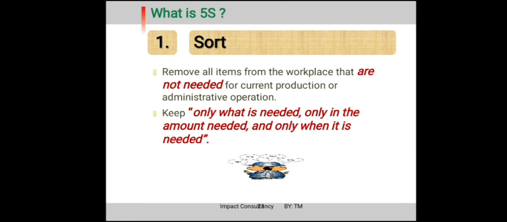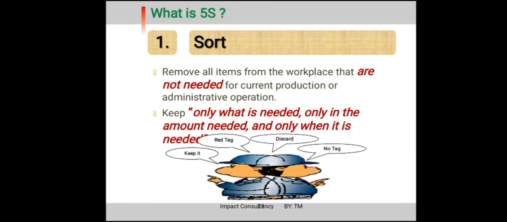So, what is sort in general, in detail? Let us see. Remove all items from the workplace that are not needed for current production or administrative operation. Keep only what is needed, only in the amount needed, and only when it is needed. So in the amount, in the time, and in the type. What type of equipment is needed here?